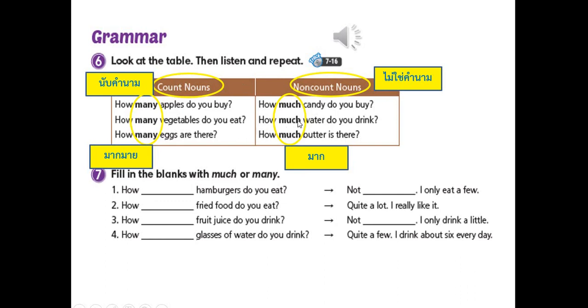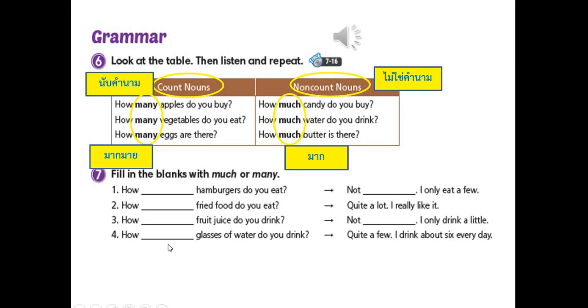Okay, next, how much water do you drink? So our keyword here is the word water. Now, the water cannot be counted unless you put it in a bottle or a glass. Okay, next, let's go to how much butter is there? So if you're familiar with the word butter, butter is our keyword here, and the butter cannot be counted. So again, remember, many is countable, much is non-countable.